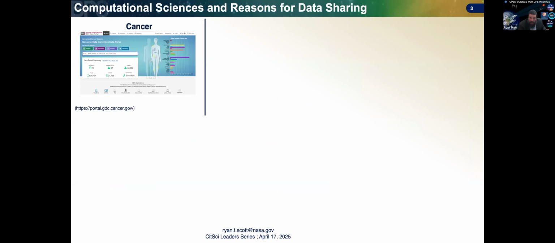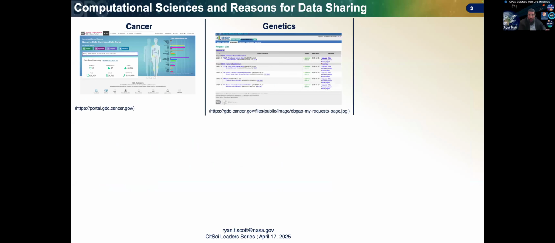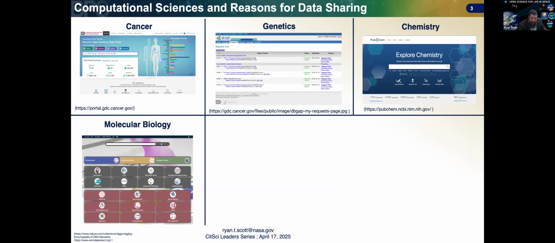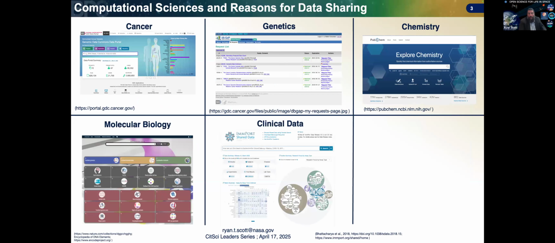I point at that because of how computational sciences and data sharing on Earth has changed. That is, cancer researchers share data and do computational research. Same thing for genetics research, chemistry, the whole field of chemistry, molecular biologists, clinical data. And these are all just examples of different portals across those domains.